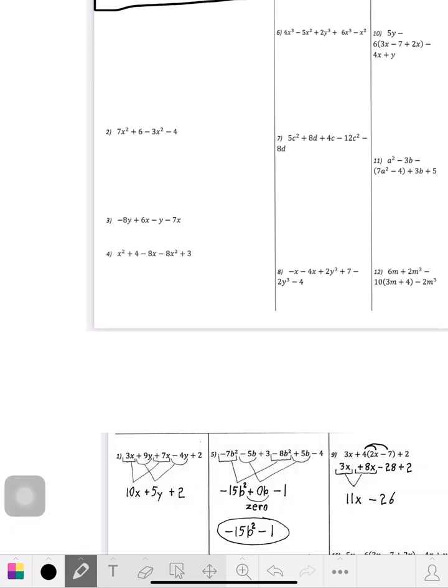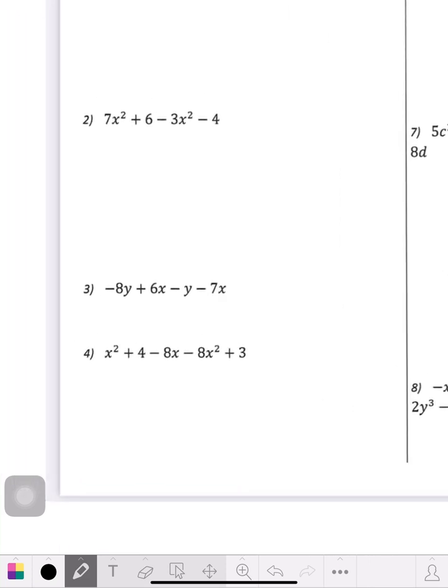Let's go down to the next one, okay? So let's see. We got a 7x squared and a negative 3x squared. So what would that be? Well, 7 minus 3 is 4. So we got a 4x squared. Put these two together, so I'm going to draw the little line. Now we got a positive 6 and a negative 4. Let's make this a square. Okay, positive 6 and negative 4. That's going to be a positive 2. And that's all there was there.